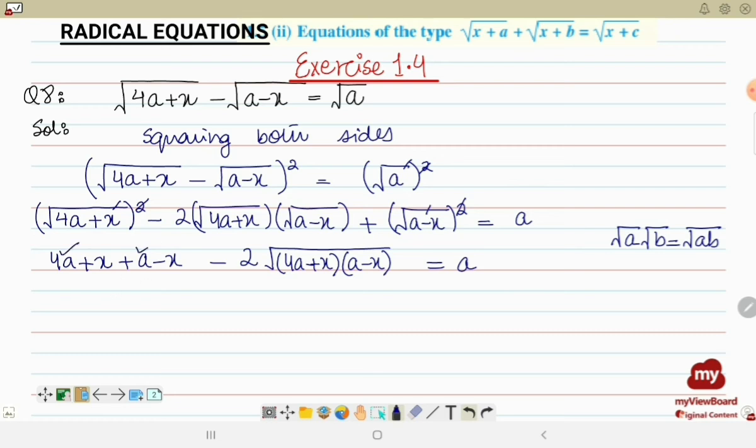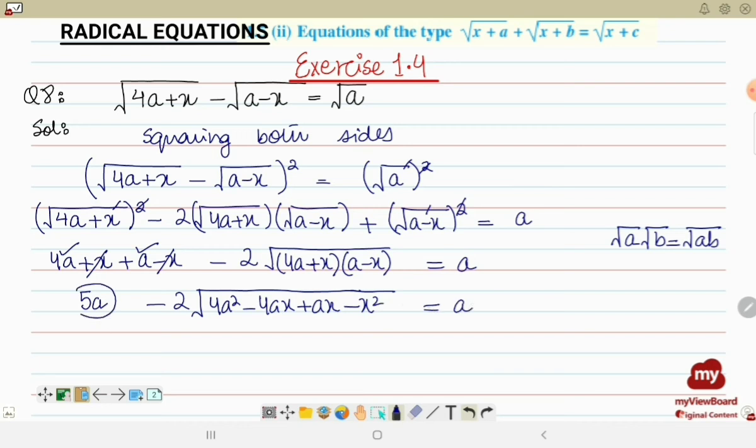So 4a plus a becomes 5a, and this plus x minus x become cancelled. Let's see how we are going to multiply the two terms under the radical sign. We just have to expand the two terms. 4a into a becomes 4a square, then minus 4ax, then plus ax, and then minus x square, which equals a.